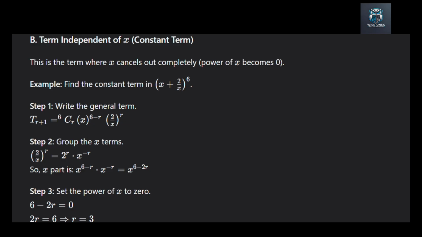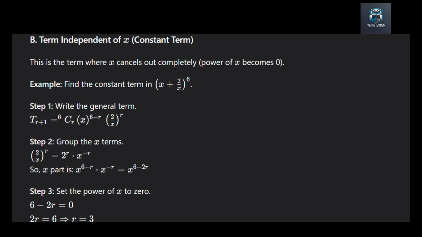r. Step 2. Group the x terms. (2/x) to the power of r is the same as 2 to the power of r times x to the power of negative r. So combining the x parts, we have x to the power of 6 minus r times x to the power of negative r. When you multiply powers with the same base, you add the exponents. So 6 minus r plus negative r equals 6 minus 2r.